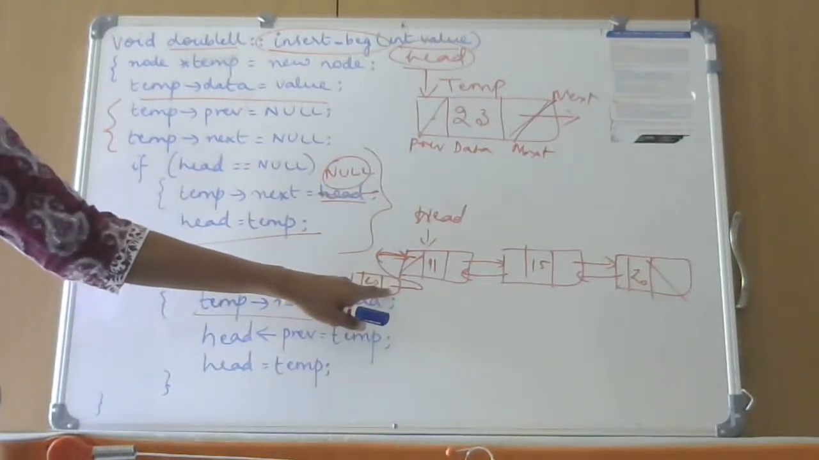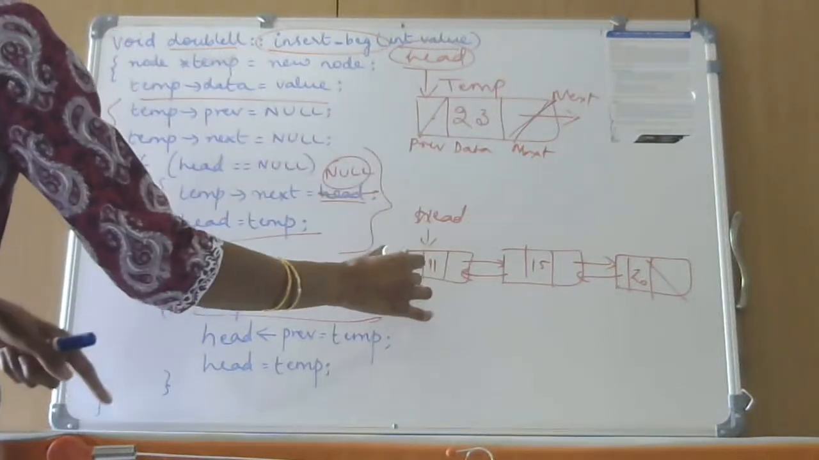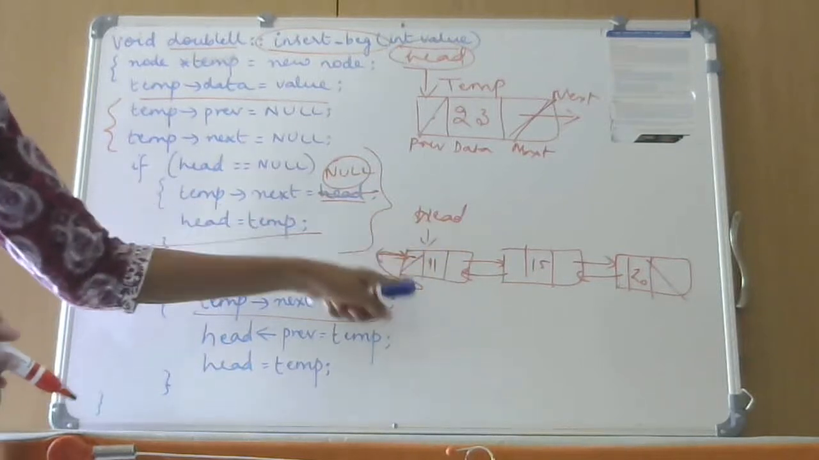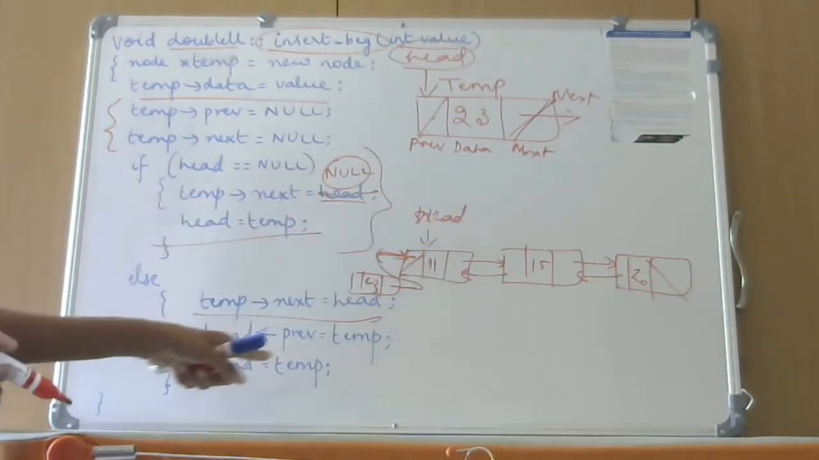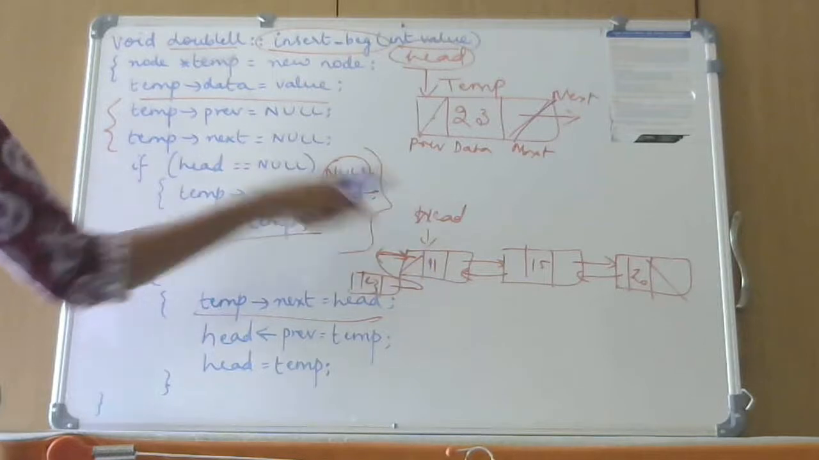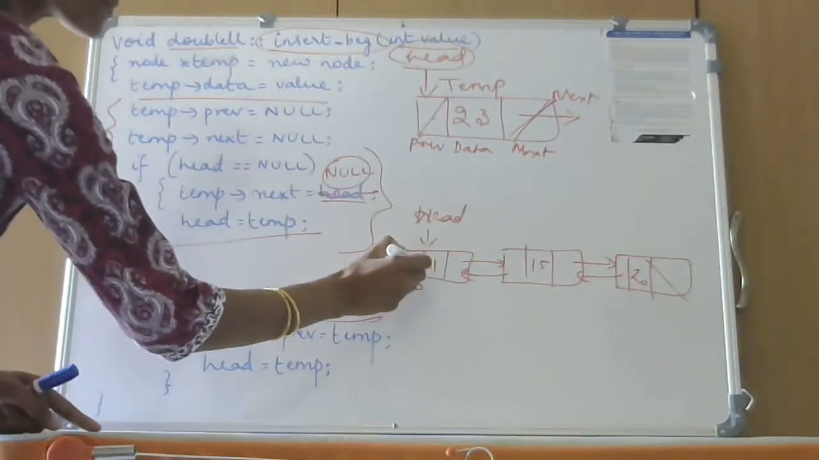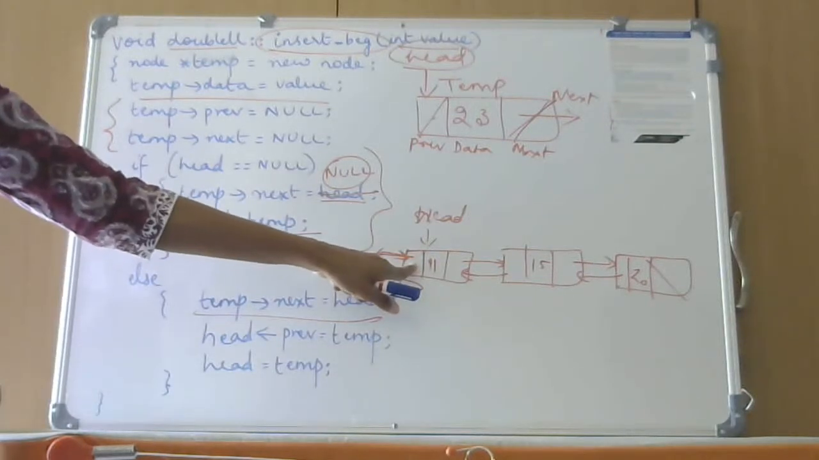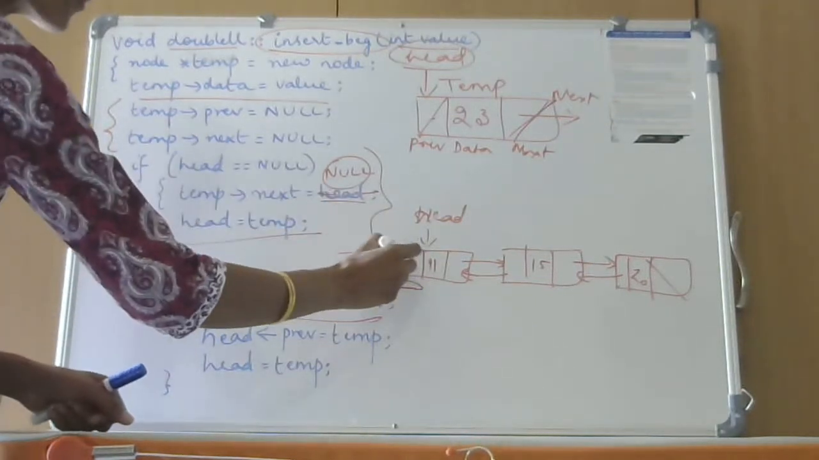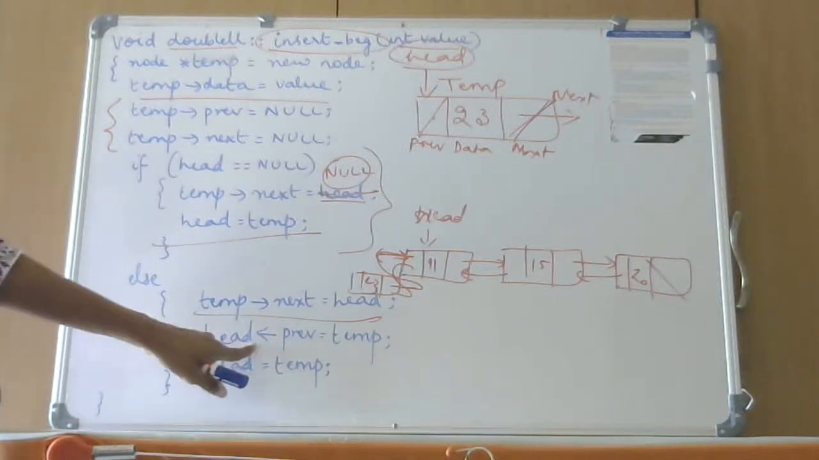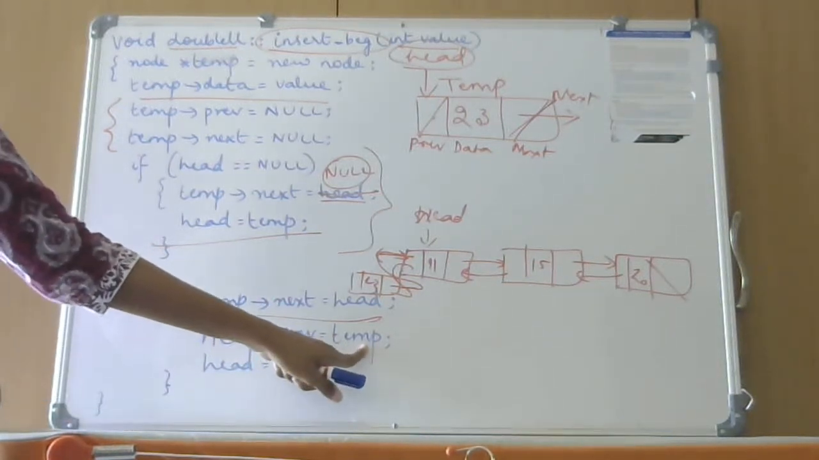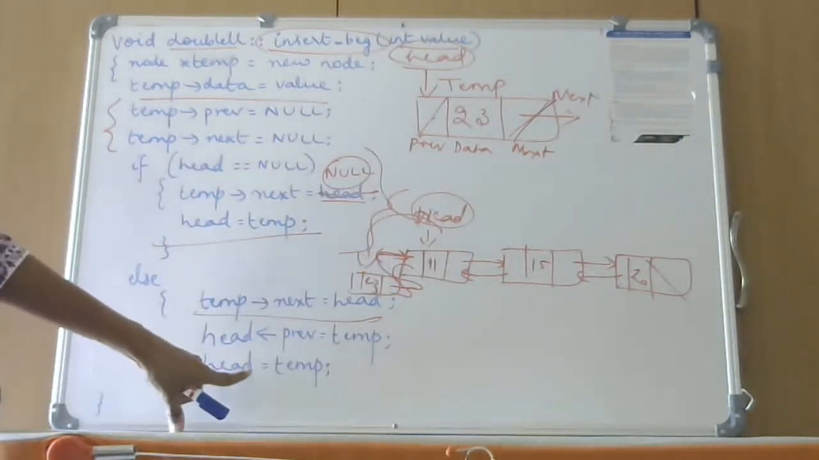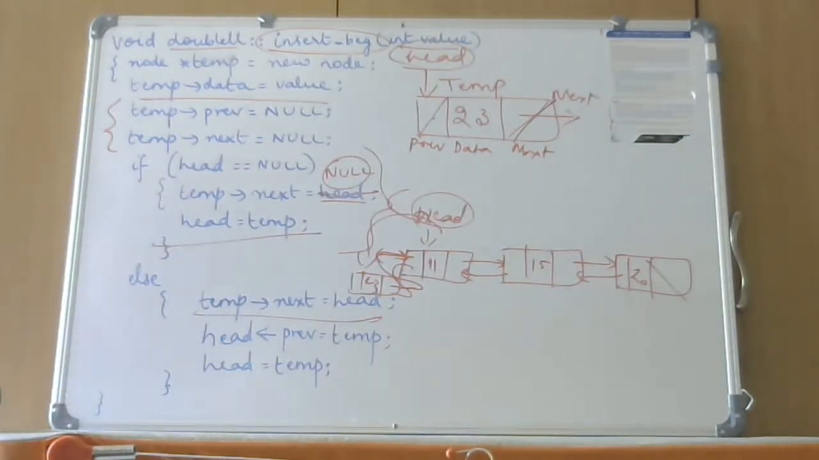So temp of next, this is my temp, the new node, correct? It should point to the second node, say the 11. How can I access 11? 11 is nothing but my head. So temp of next is equal to head. Now this link previous of 11, which was null, should now point to 23, is it not? So head of previous is equal to temp. What will be the new head? Head will no more point here, it will have to point to 23. So head will become temp.